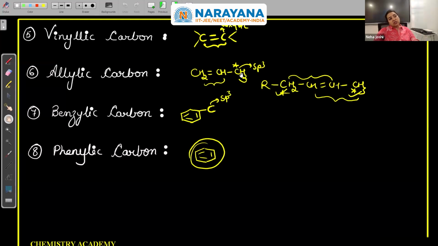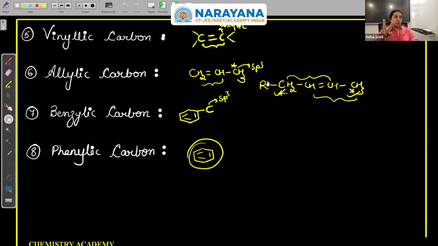Allylic, see this propene system. In this propene system, this sp3 carbon is called the allylic, right? This is the basic. Now, if I have this type, yes, I have two allylic carbons, this CH3 as well as this CH2, two allylic.